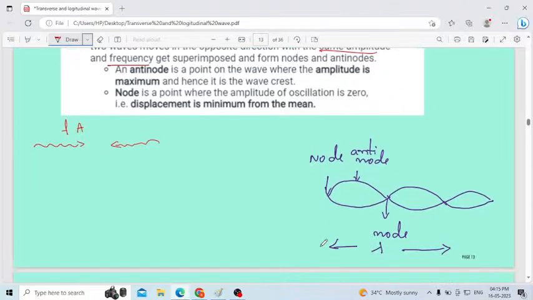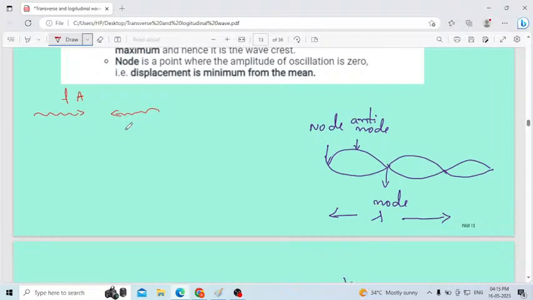Here I will write once again neatly, how you will get the node and antinode. This is one wave, then this is another wave like this. Assume this wave is moving in this direction, and this wave is coming in the opposite direction. Both will overlap, then there will be a formation of antinode and node. The place where the two waves meet, that is a node. This is also a node. In between the nodes, that is an antinode.